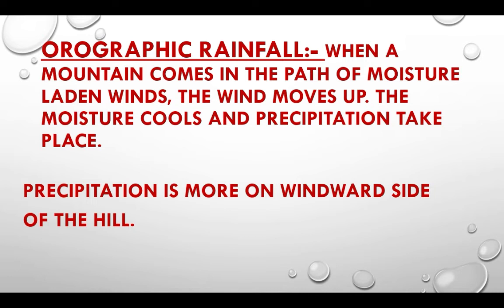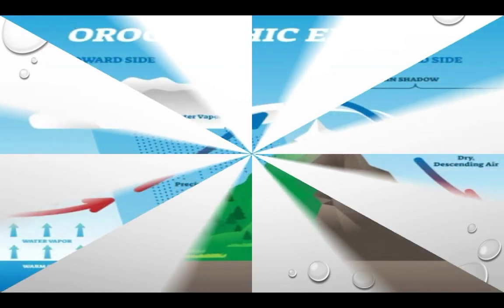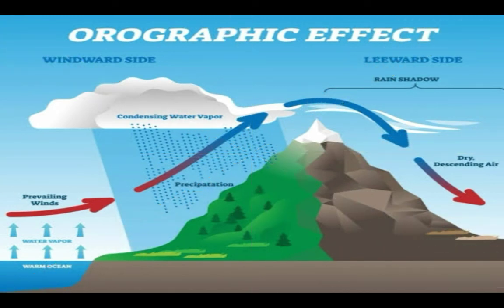Precipitation is more on the windward side of the hill as compared to the leeward side of the hill. The side from which the moisture laden winds strike the mountain or a hill and heavy rainfall takes place, that side is known as the windward side, and the other side which remains relatively dry or very less rainfall takes place, that is known as the leeward side. It is also known as the rain shadow area.